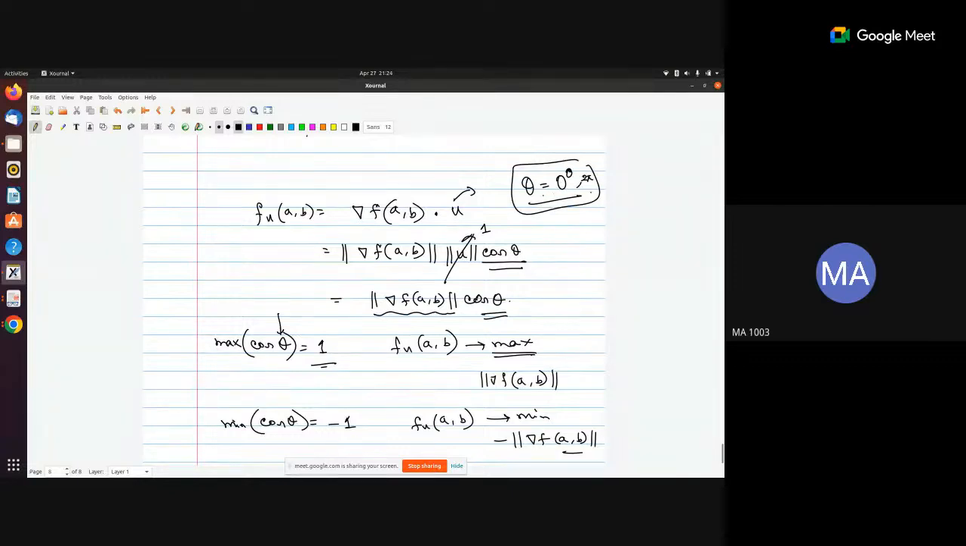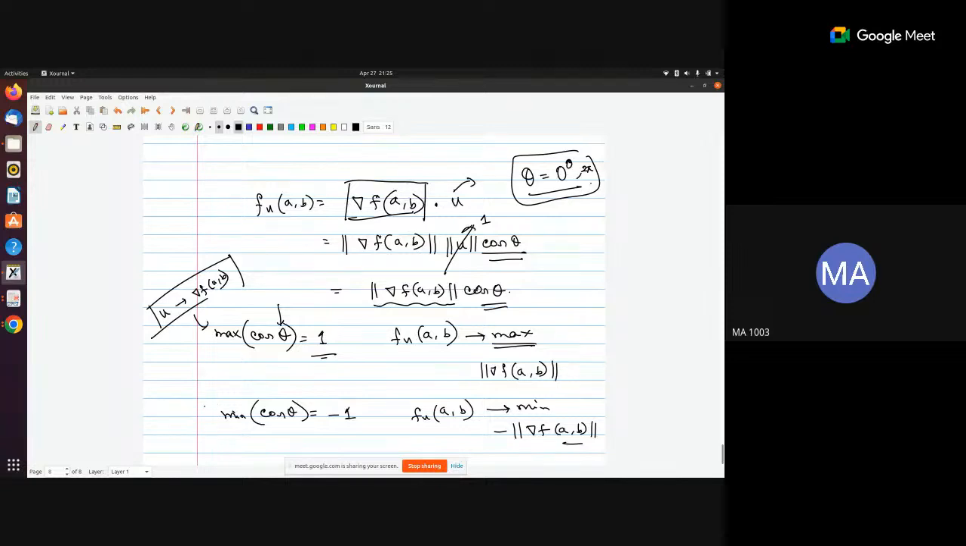And what does it mean? It is in the same direction as the gradient vector. The angle between u and the gradient vector is zero. So the directional derivative will be maximum when u is in the direction of the gradient vector. These two are in the same direction. And when it is minimum, it is in the opposite direction, because theta is 180 degrees, right? Pi.